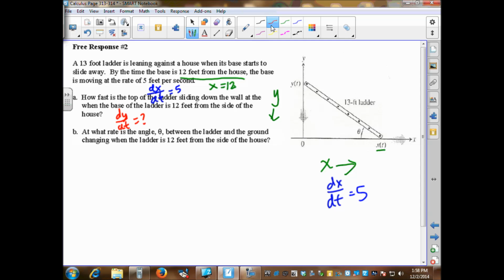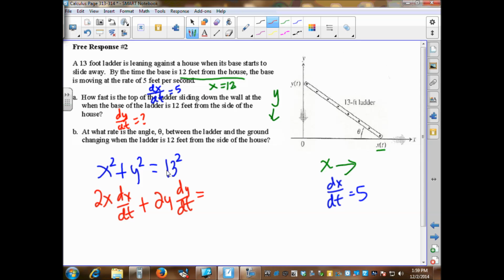All right, we need a formula to help us, and we notice that we have a right triangle here, so we can use our Pythagorean theorem. We know that x squared plus y squared is equal to 13 squared. Now let's do our derivatives. So we have 2x dx dt plus 2y dy dt equal to, and the derivative of any constant is 0.